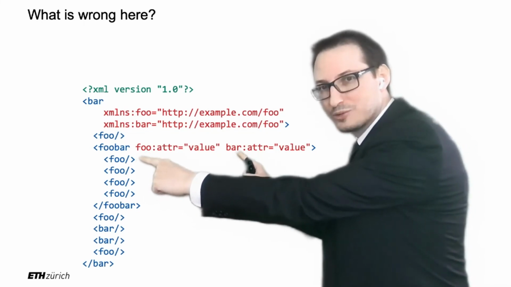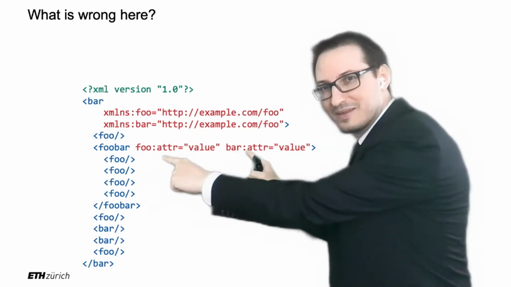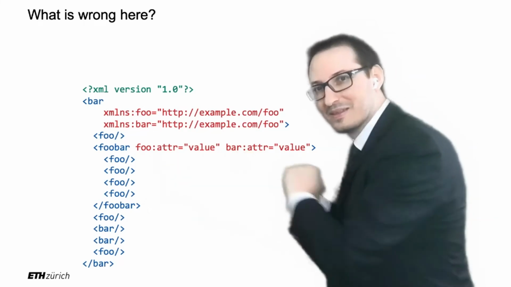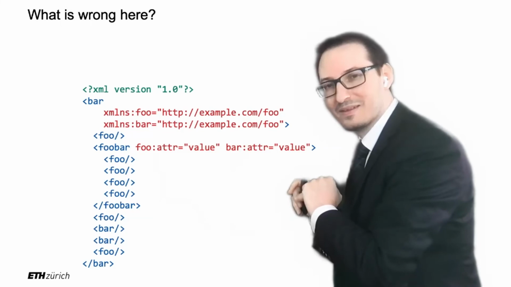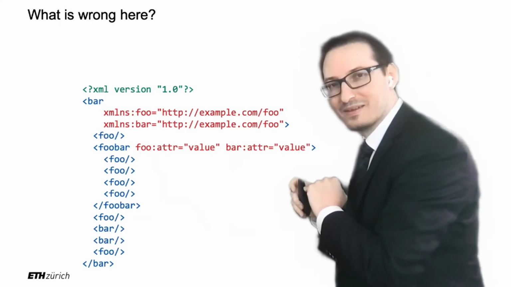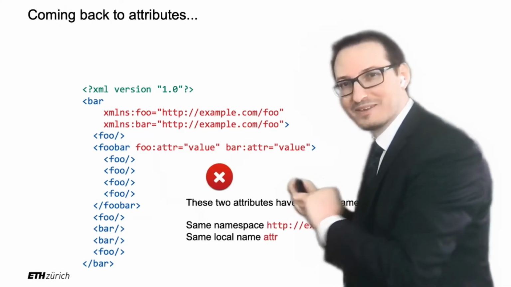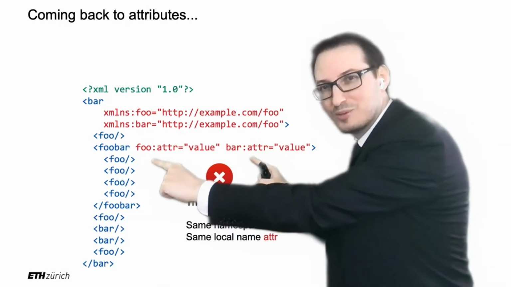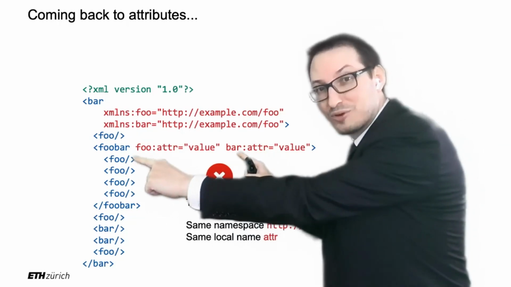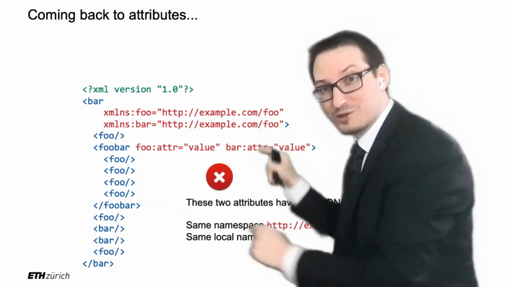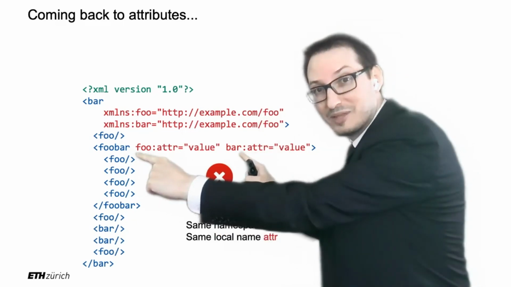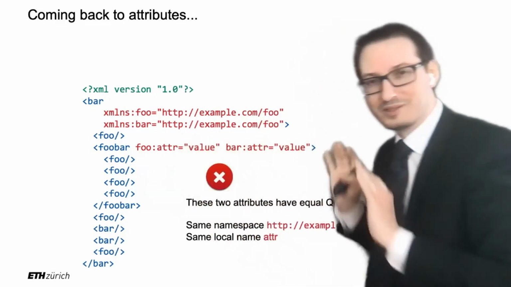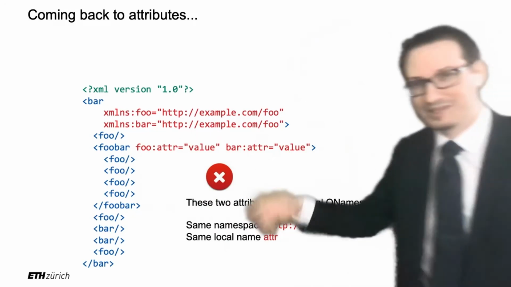Foo and bar point to the same family name. Anybody? That's a collision, right? This is twice the same attribute name. Because as I said, the prefix doesn't matter. It's the namespace that does. So we have the same local name, the same namespace, so we have a collision. This is not okay, right? So if you get that, then it means you got namespaces.